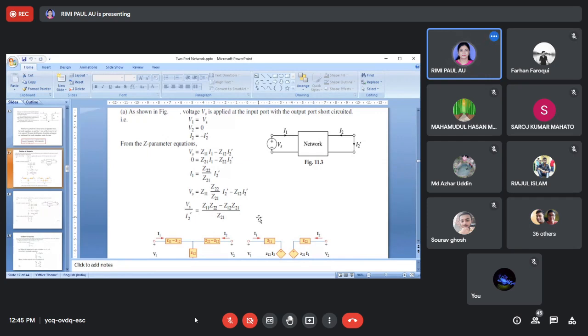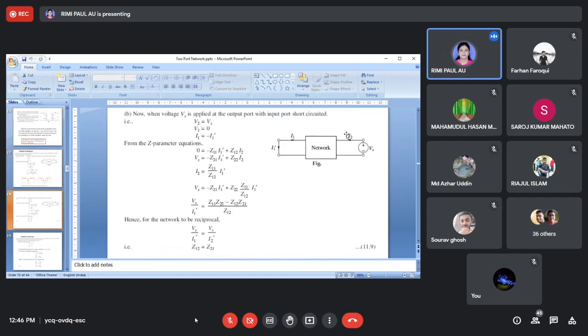Now we will see what happens if I exchange this position. That means I short circuit this path and give the supply here. So if I short circuit, I will get a current here, I1 prime. Now I1 is equal to minus I1 prime because I1 prime will flow through this. V1 is equal to 0 and V2 is now Vs, and we get I2. So V2 is equal to Vs, I2 is present, and I1 is equal to minus I1 prime.